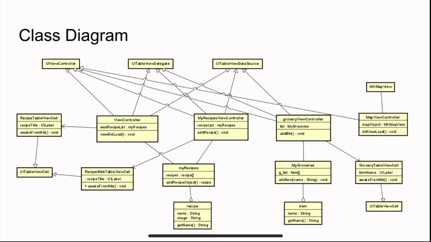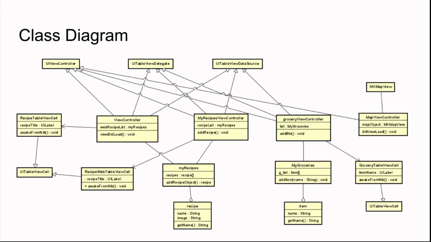This is my class diagram for my current implementation of the class project. As you can see, I have 4 different view controllers. One is the main view controller, where you can search for web recipes. There's a button to see your grocery list, a button to see nearby grocery stores, and a button to go to your personal recipe list.